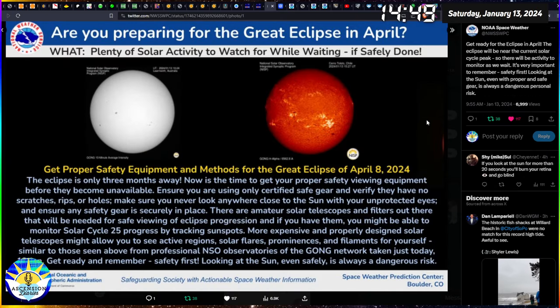So just to be clear, I will read this for you. It says, get proper safety equipment and methods for great eclipse of April 8th, 2024. The eclipse is only 3 months away. Now is time to get your proper safety viewing equipment. Ensure you're using certified gear. Don't use anything with rips or holes or scratches. You need to be sure to protect your eyes. There are amateur solar telescopes and filters out there that will be needed for safe viewing.